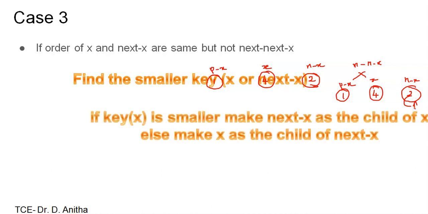So what should I do then? If key of x is smaller, make next as the child. No, this is not smaller. So this is smaller. If that is the case, then make x as the child. So your 1 will be simply here. Then for the next x, your 4 will be the child. Okay. So this is how you need to react with case 3.